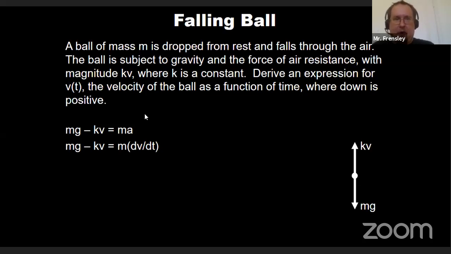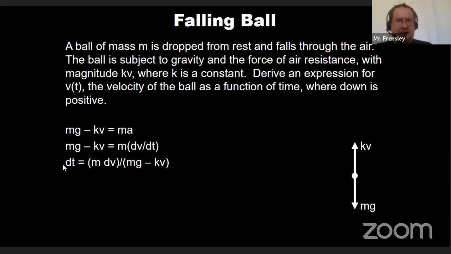Now comes the tricky part. In order to separate the variables, we now have to take the entire left-hand side and cross-multiply it down into the denominator of the right-hand side. So mg minus kv is going to divide down the entire thing underneath dv. And we will move the dt up so it's on a side by itself on the left.